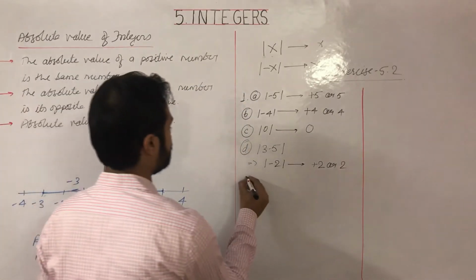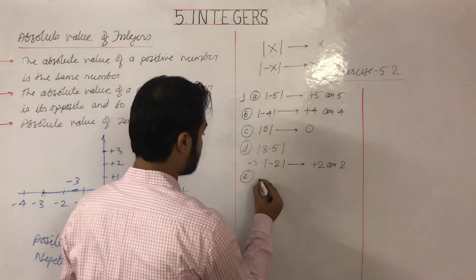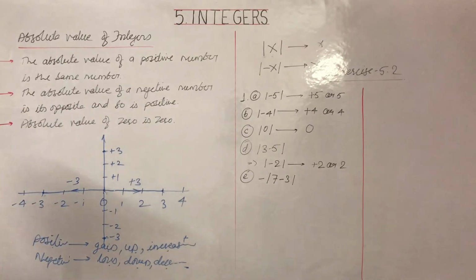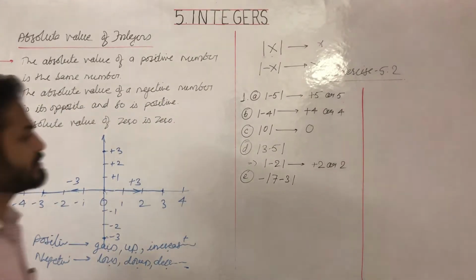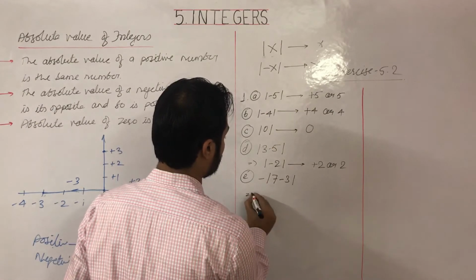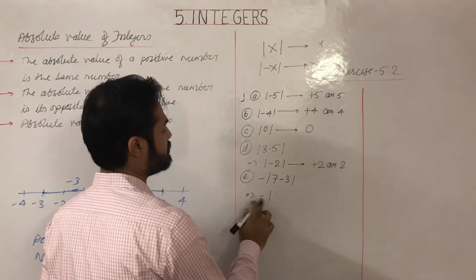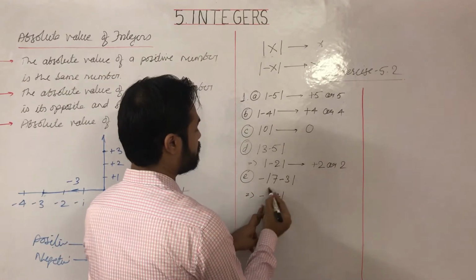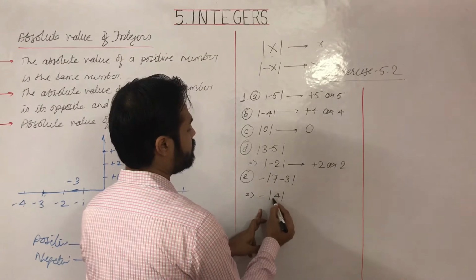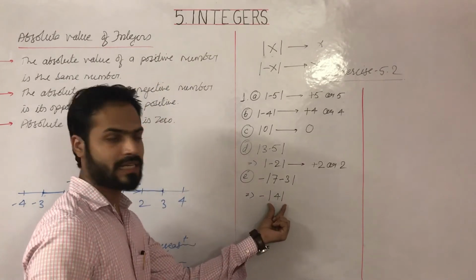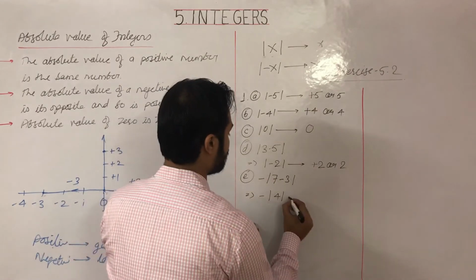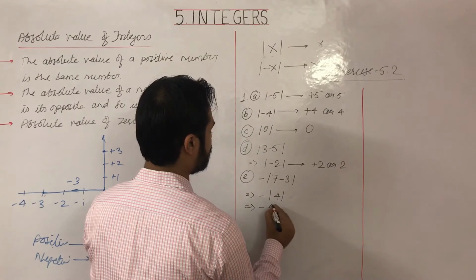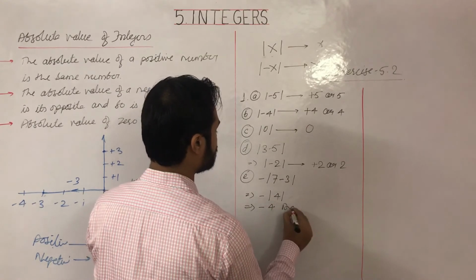Then next, part E: minus mod of 7 minus 3, or minus absolute value of 7 minus 3. So the next step we'll write it like minus before the bracket, before the vertical line, 7 minus 3 is 4. We have to change the sign of this number only inside the two vertical lines, inside the mod only. So we'll write minus then 4. So minus 4 is the answer.